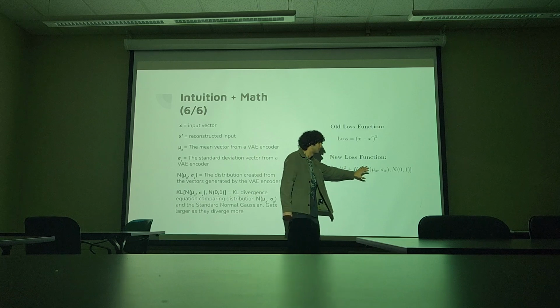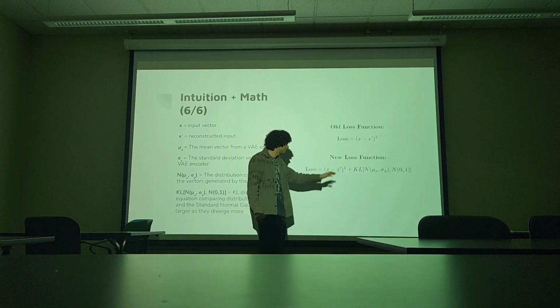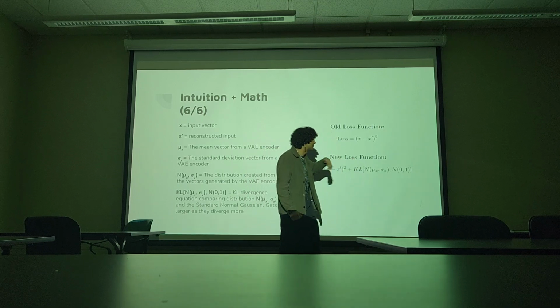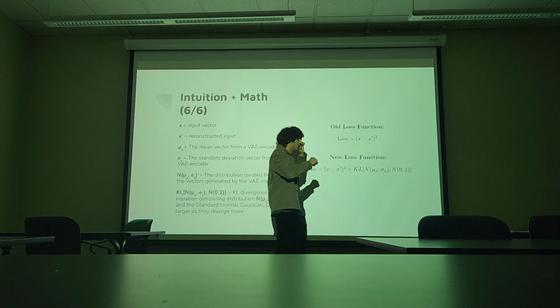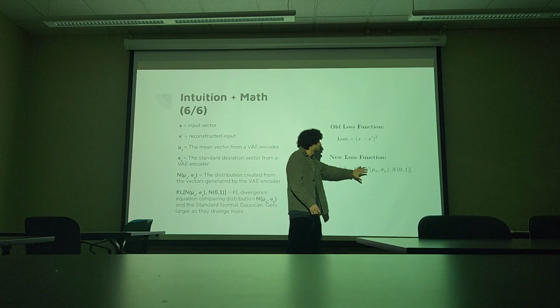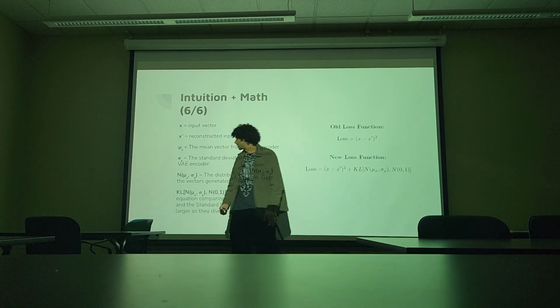So that's why I was talking about why the loss function is so important. Simply by adding this term to the loss function, we basically forced the network to behave in this interesting way that we wanted it to, right? So that's the importance of the KL divergence equation.